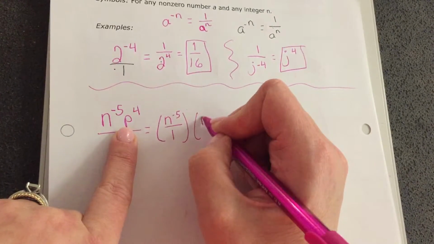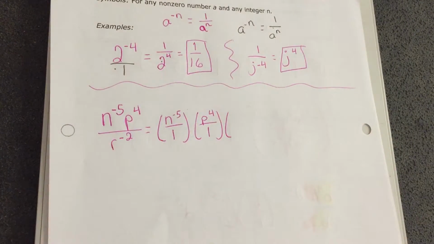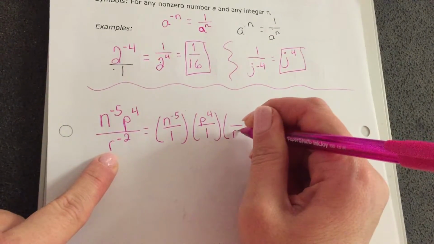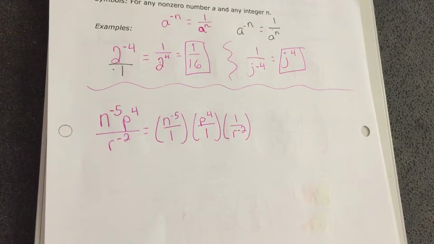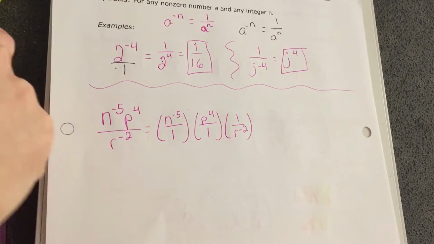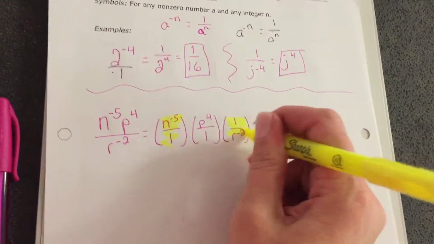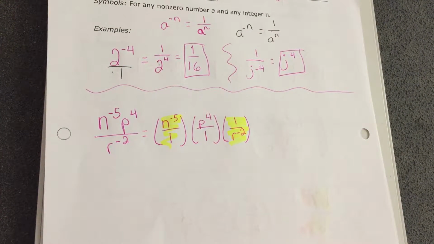P to the 4th is in the numerator, it's over 1. And then I have r to the negative 2 in the denominator, so my numerator is 1. Okay, all I did. Now I'm going to focus on what are my negative exponents. This has a negative exponent, and this has a negative exponent. My p to the 4th is positive, so I don't have to worry about it. So I'm going to take those 2 fractions, and I'm going to flip them. I'm going to do the reciprocal.